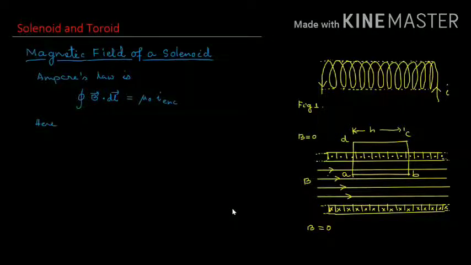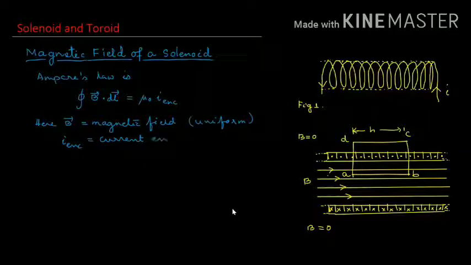Here B is called the magnetic field, which is uniform inside the solenoid. I_ENC is the current enclosed by the Amperian loop. Mu0 is called the permeability of free space.